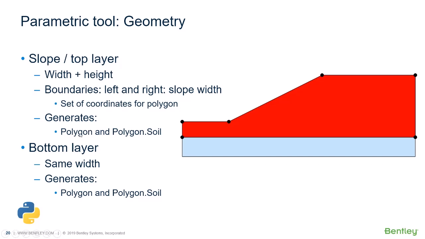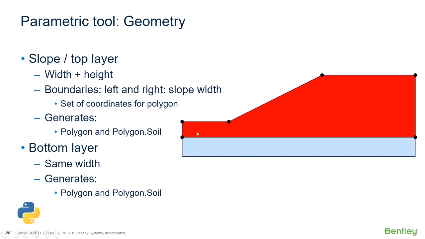And if we do that, it will generate with the polygon command a new polygon, and it will also generate a new soil object, which is basically the soil user feature of the polygon. So it will generate two new objects. We'll do the same thing for the bottom layer. It will have the same width as the top layer, of course, because then we have a compatible model, and also it will generate a polygon and soil polygon.